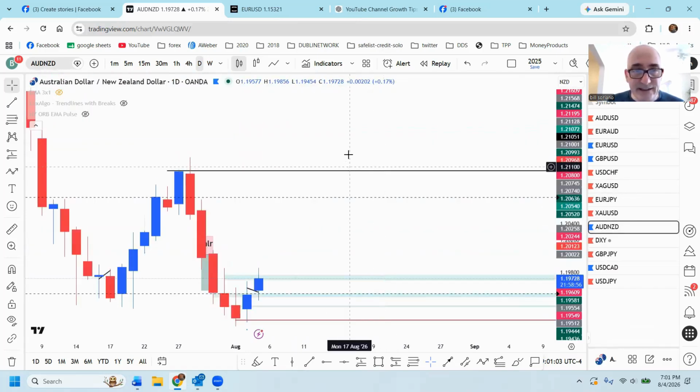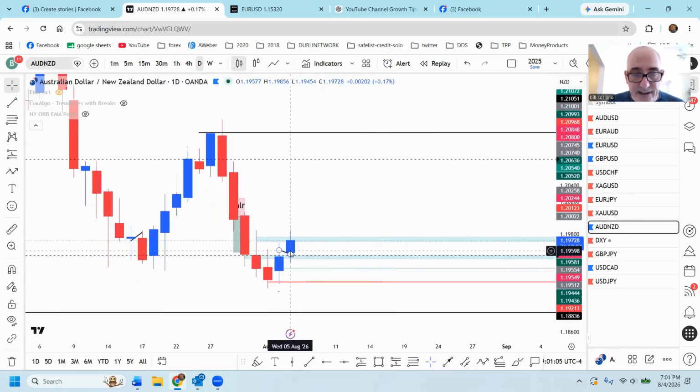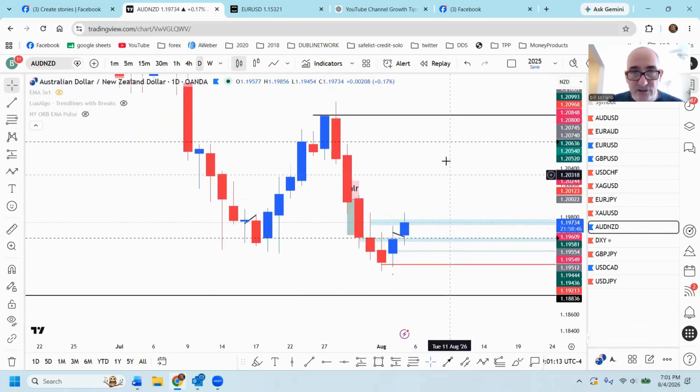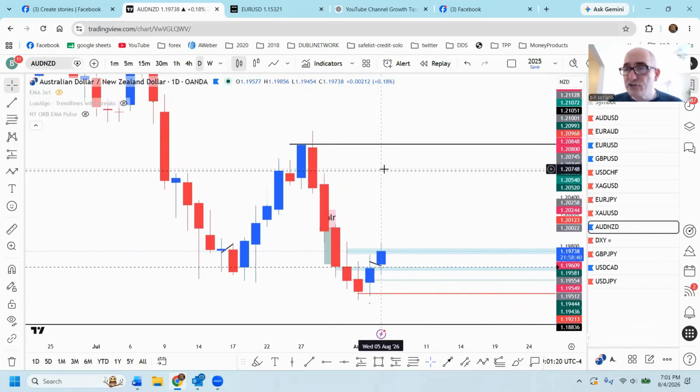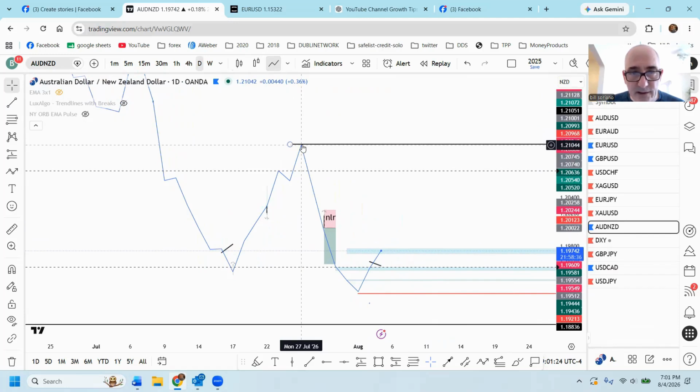AUD NZD, right? Price is here. This candle is currently forming, so we don't want to use this candle. And you can see I don't have to make any changes to this. I have my high right here, the blue candle followed by the red candle that's relatively close, just looking at the bodies, not the wicks. If I put the line chart on, I could put it right on top of there, right?